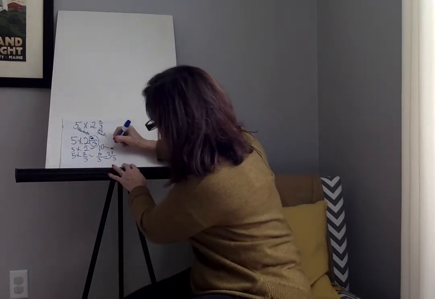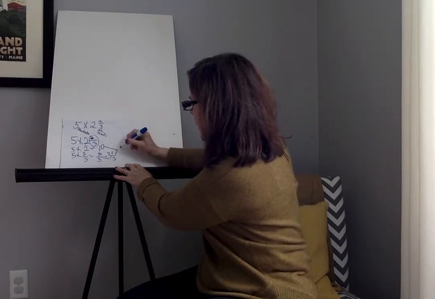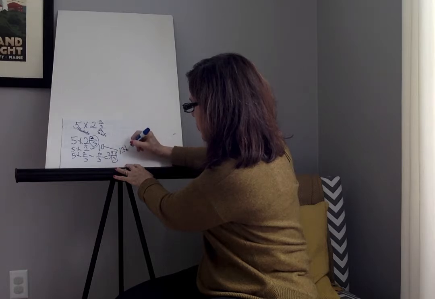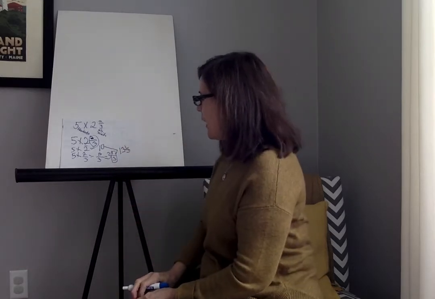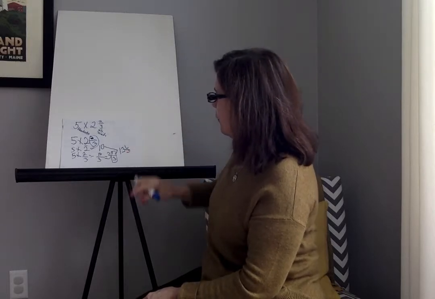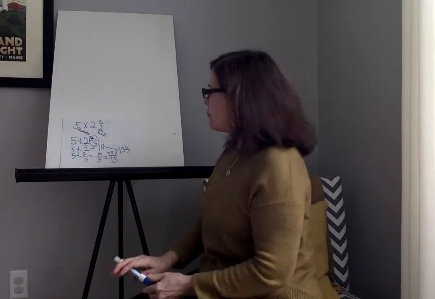Okay, so now we need to add it to our 10. So 10 plus 3 is 13, and there's our fraction, 1/3. So we know that Ellie needs 13 1/3 yards of fabric to make her 5 blankets. Okay, so that's how you do those.